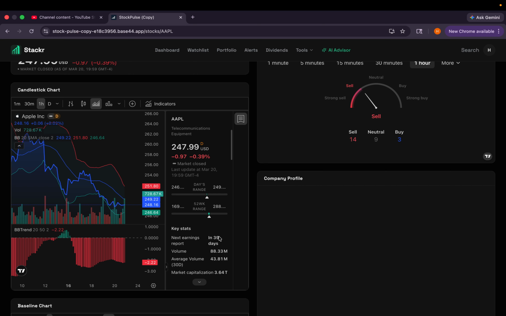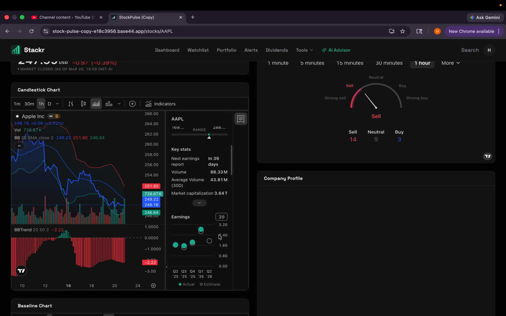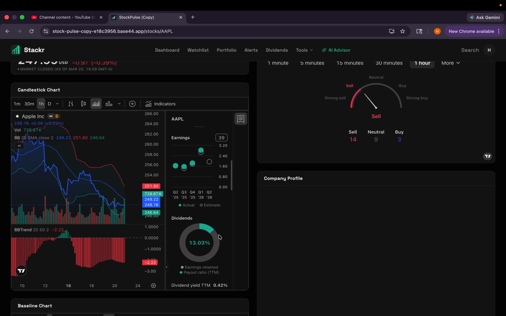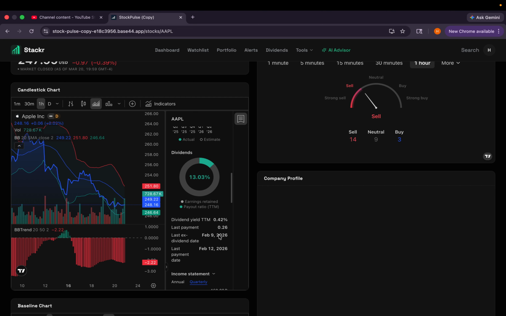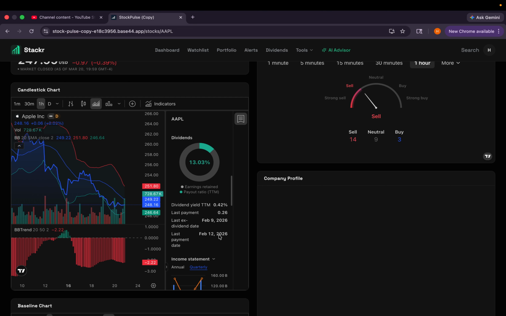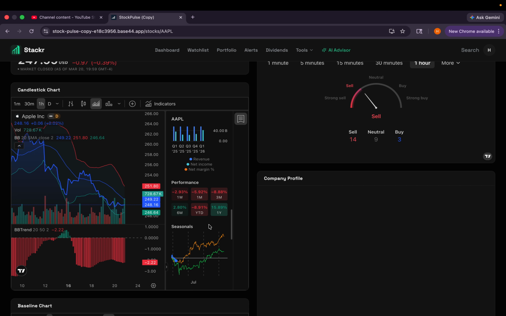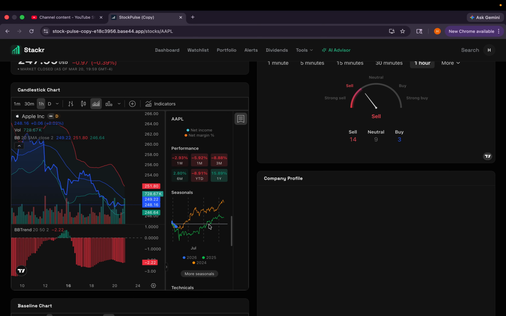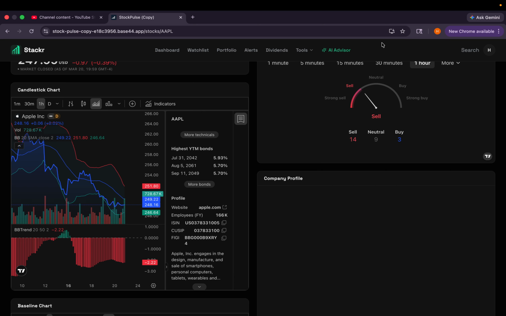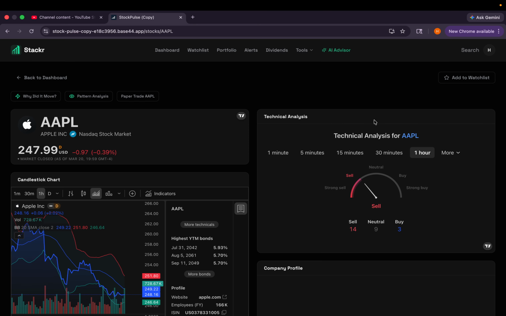and here we can see when is the next earnings report, which is in 39 days. We can see the volume, and we can see like the dividends and how much you're gonna get, the payout ratio, and the last ex-dividend payment. We can see the income statement annually or quarterly, and we can also see the performance by the year, the month, or even the week.